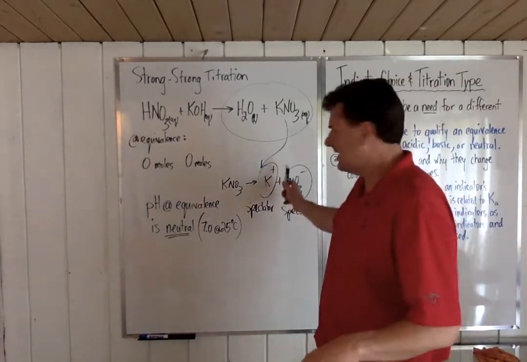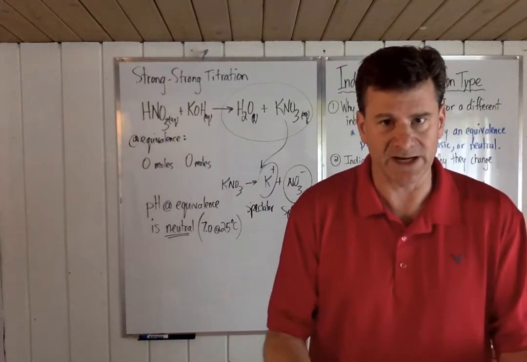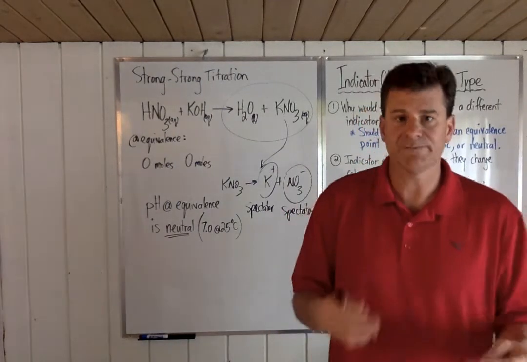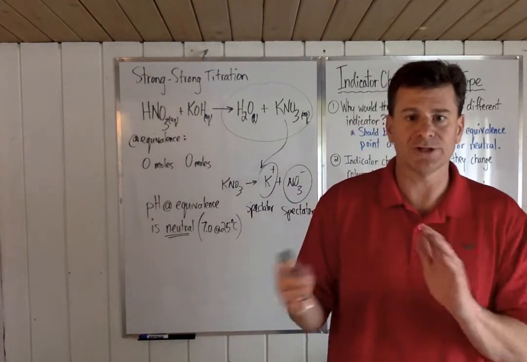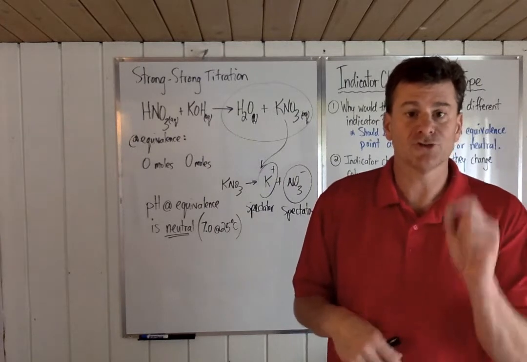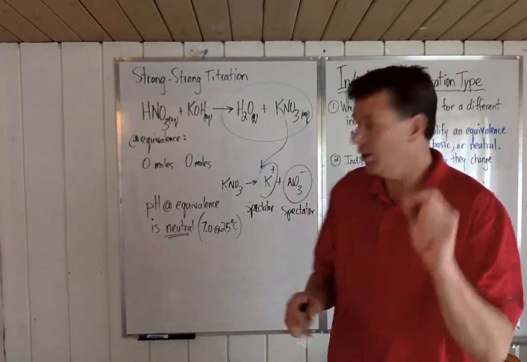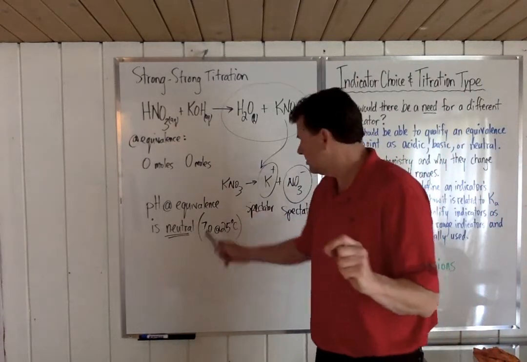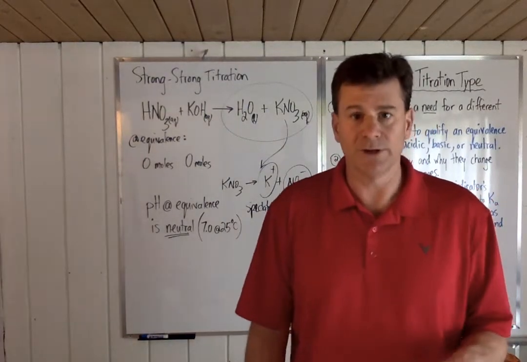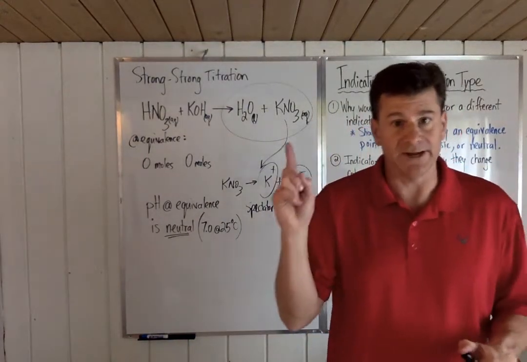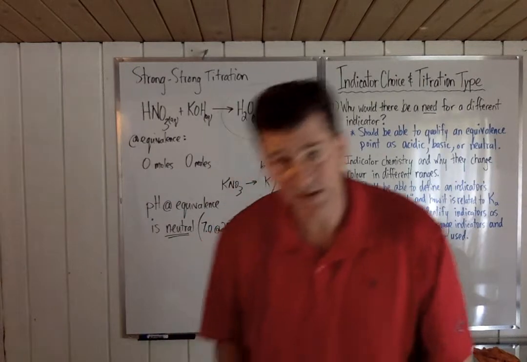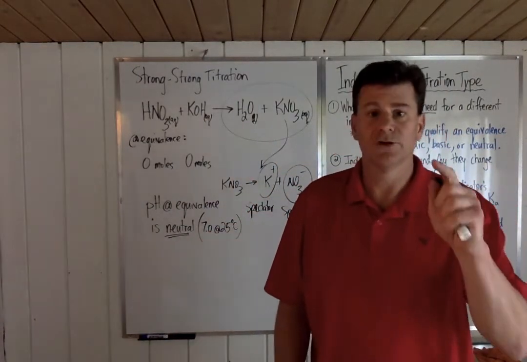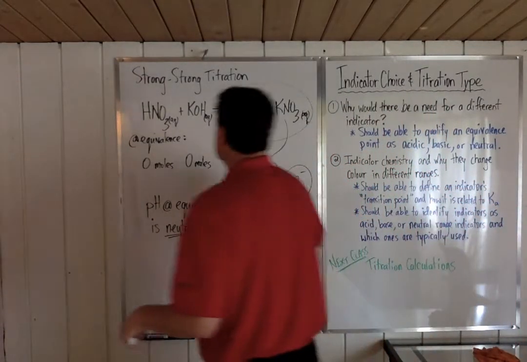Why? Because the ions of the salt were spectators. You will always get spectator ions when you're doing a strong titration. So strong titrations will always have a pH that is neutral when you hit equivalence. So keep that in mind. Strong, neutral pH at equivalence. Okay.